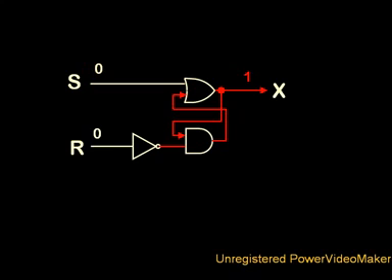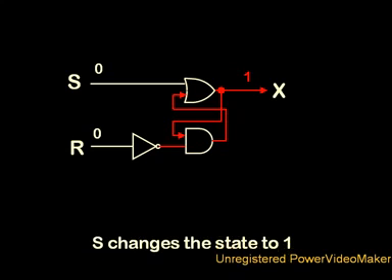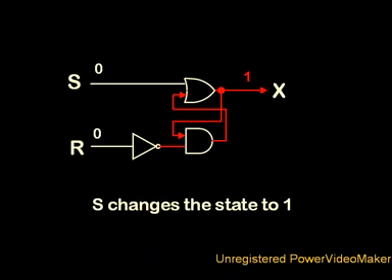If I change S back to a 0, the 1 stays in the output. Change S back to a 1, still a 1. Back to a 0, stays a 1. So it looks like what happened here is that when I set S to a 1, it changed the state of the circuit to a 1, and now I can't change it back just by changing S to a 0.